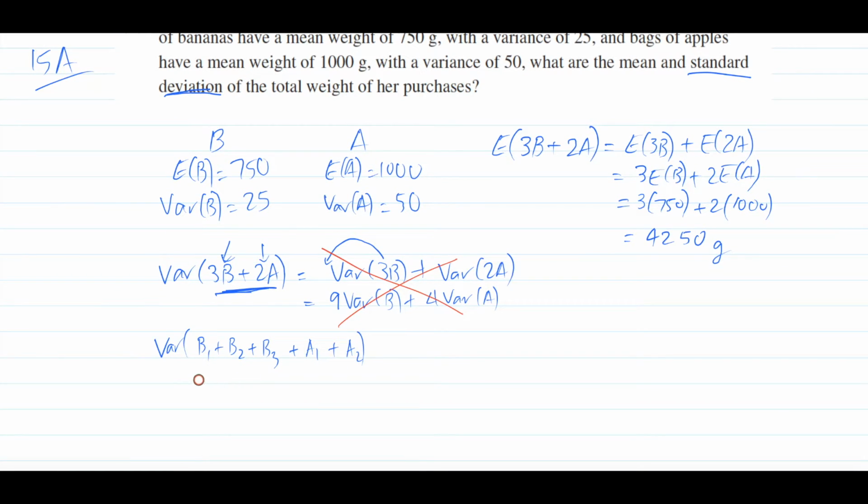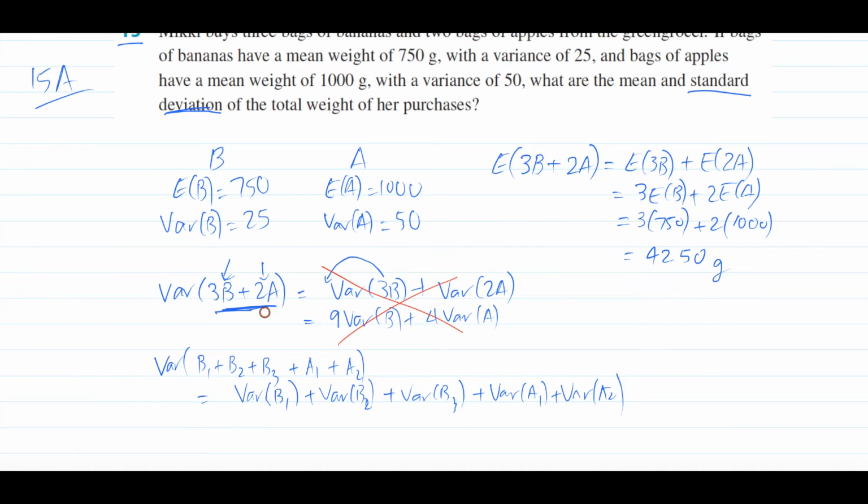So what is happening here is it's actually variance. You split it out, it's still a linear combination: Var(B1) plus Var(B2) plus Var(B3) plus Var(A1) plus Var(A2). The reason why you can't use the first approach as opposed to this one is because these 3 bags of bananas and 2 bags of apples are different bags, not the same bag.